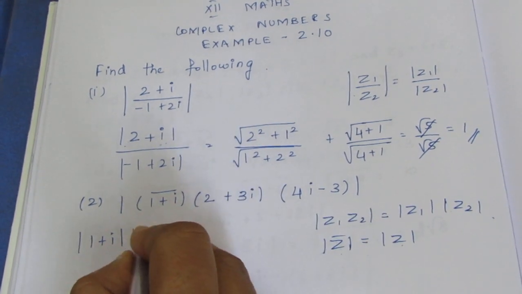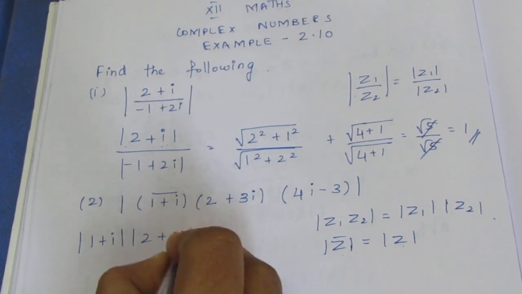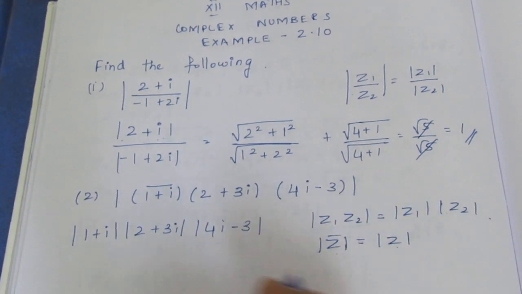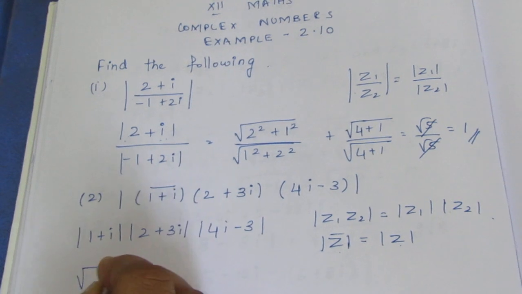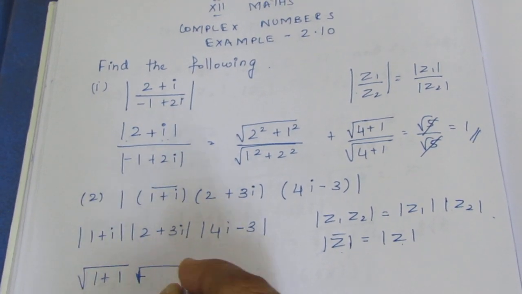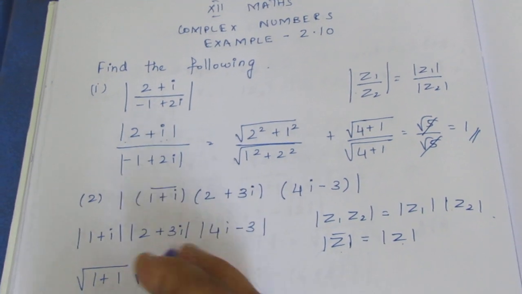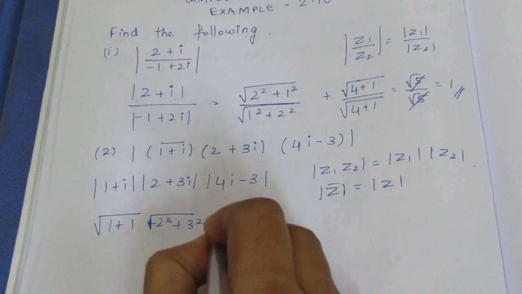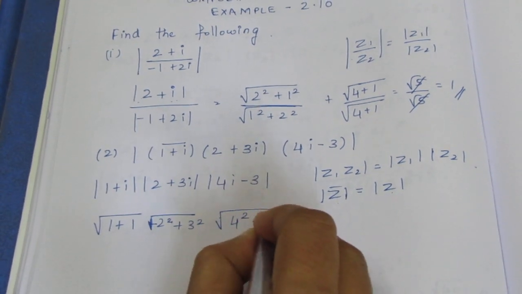Even if we write it without the conjugate, it is not wrong. The modulus of 2 plus 3i, the modulus of 4i minus 3. Now we take root of 1 square plus 1 square, into root of 2 square plus 3 square, into root of 4 square plus 3 square.